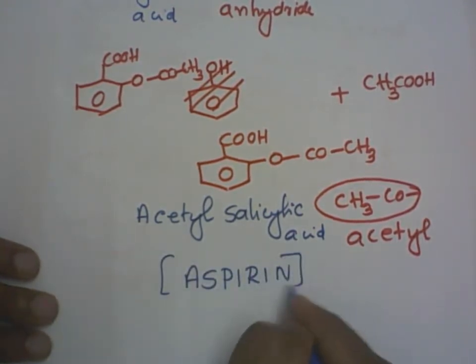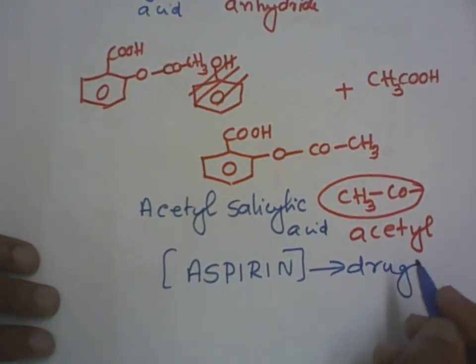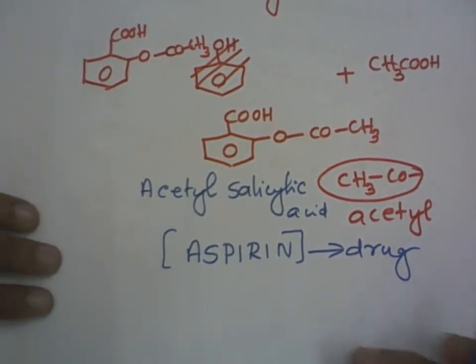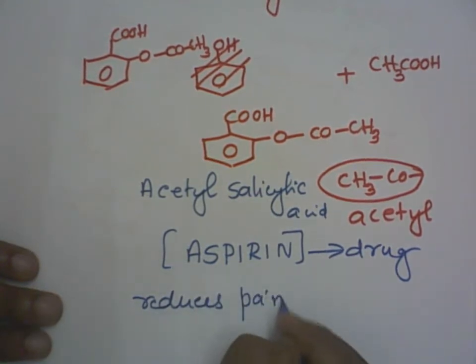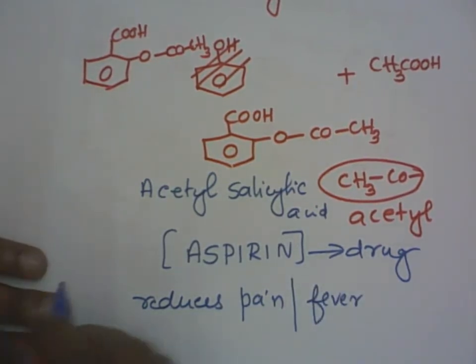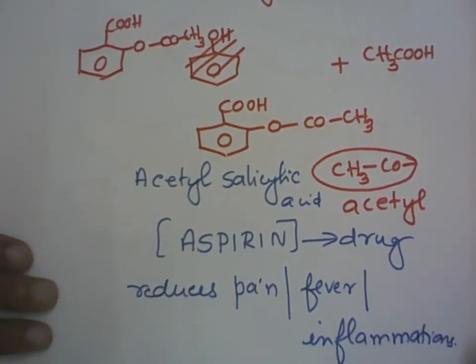You have heard about aspirin. What is aspirin? Aspirin is a chemical drug. We take it in the form of tablets. Now what is the use of this drug? It reduces pain, so it acts as a painkiller. It also reduces fever, it can reduce the temperature. Also, it can reduce inflammation. So this is the use of aspirin.